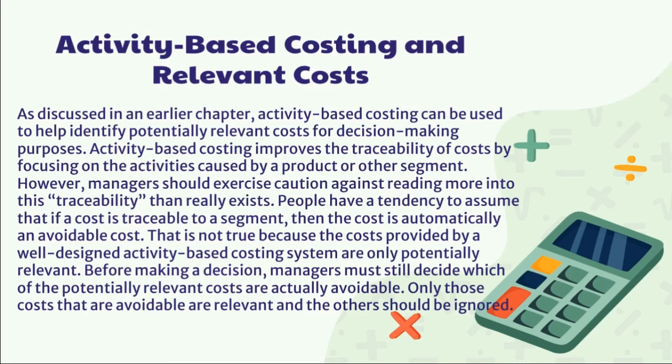People have a tendency to assume that if a cost is traceable to a segment, of course, then the cost is automatically an avoidable cost. That is not true because the costs provided by a well-designed activity-based costing system are only potentially relevant. Before making a decision, of course, a manager must still decide which of the potentially relevant costs are actually avoidable. Only those costs that are avoidable are relevant and the others should be ignored.